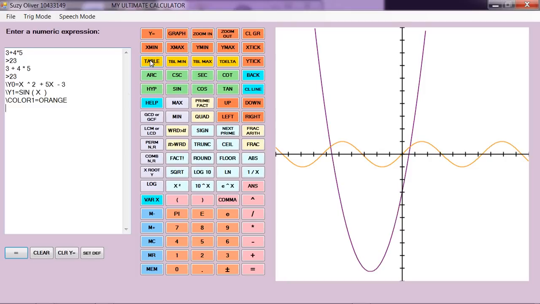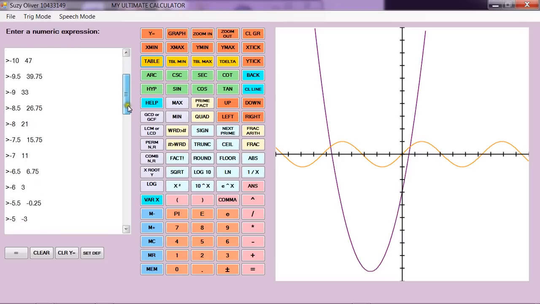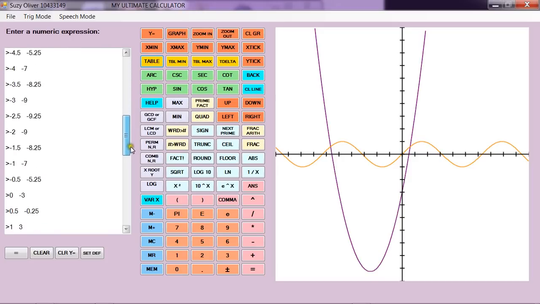Let's see, we can also look at the table for the most recent graph. That would be the sine. If we look at the table, so when x is negative 10, y is 47. When x is negative 9.5, y is 39.75. Oh, I'm sorry, that's this graph. The first one. Yes, when x is 0, y is negative 3, right there. So that's the first graph.